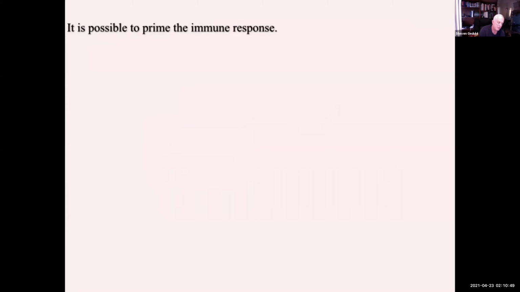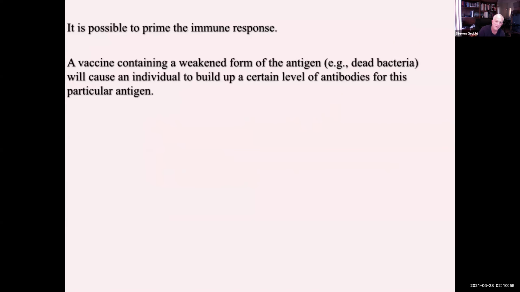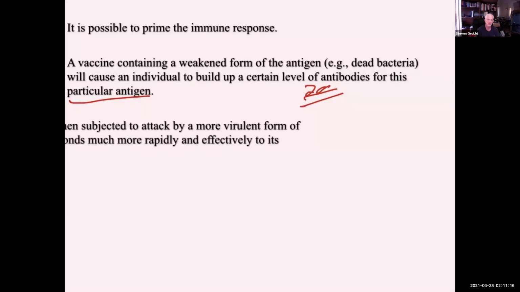Is it possible to prime the immune response? Yes, and that's what we've been talking about with a vaccine. Vaccines contain a weakened form of the antigen, or dead bacteria. It's attenuated, it's dead. It will cause the body to build a certain level of antibodies for this particular antigen. Like I said, the CDC picks 20 different antigens, and that's our shot. So if we get exposed to one of those 20, we already have antibodies in our system to fight that infection.